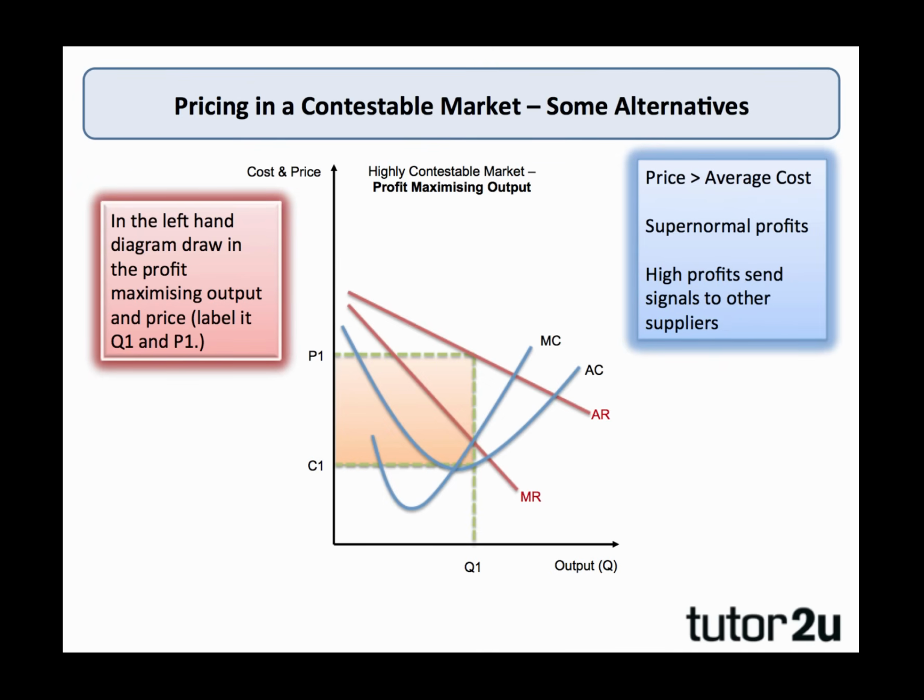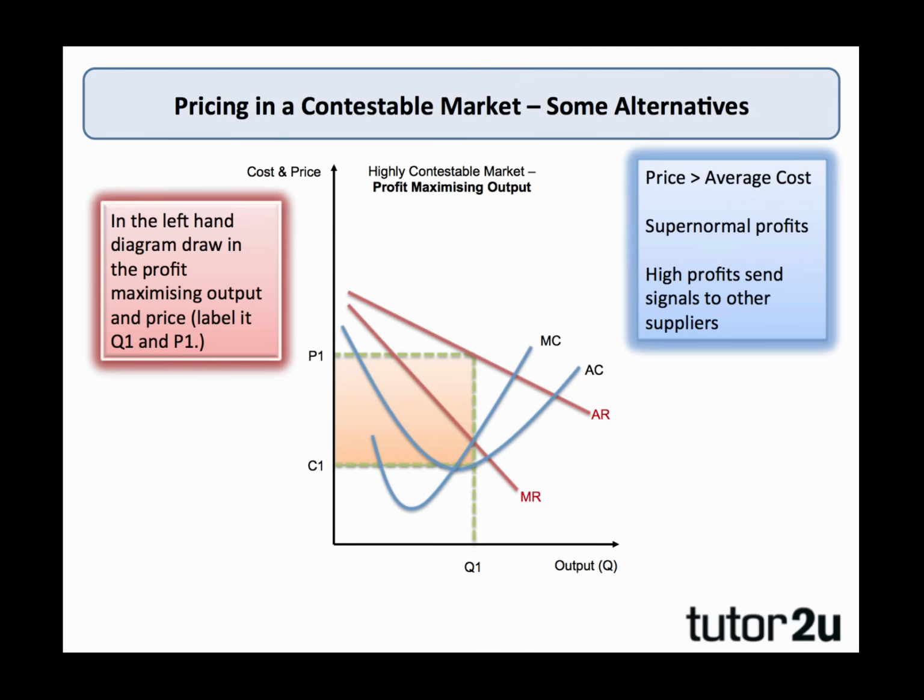Typically with a contestable market, you're going to draw a downward sloping average revenue curve, and the marginal revenue curve that goes with it. I've drawn on this first slide a fairly standard profit maximizing output of Q1, which gives a healthy level of supernormal profit shown by the shaded area. Price is greater than average cost. The firm in this market is making supernormal profits. And of course that sends an important signal to other firms in the market.